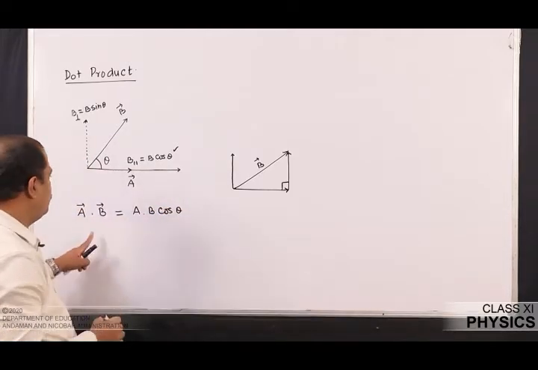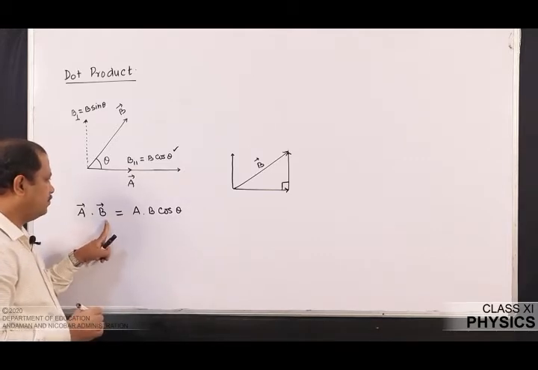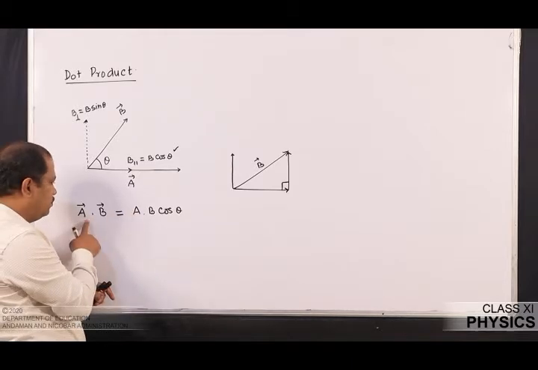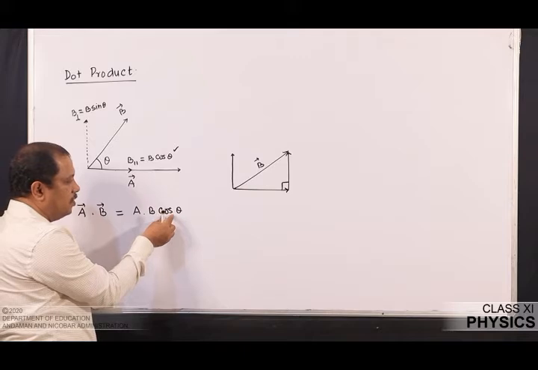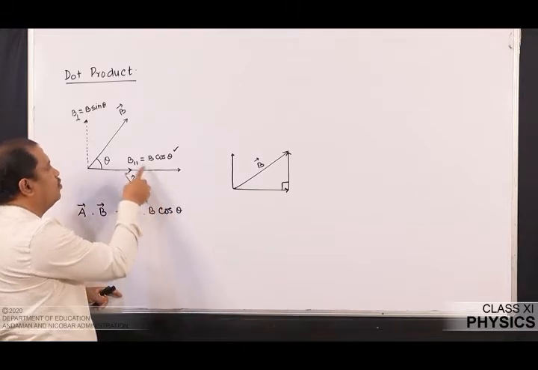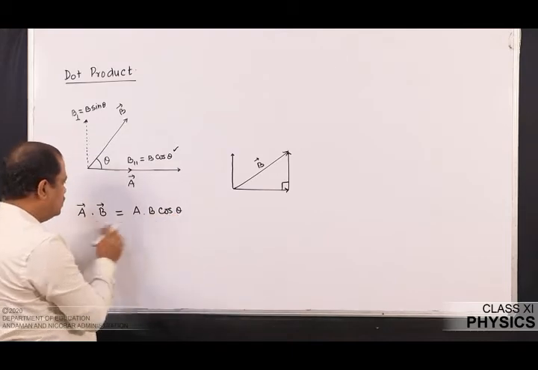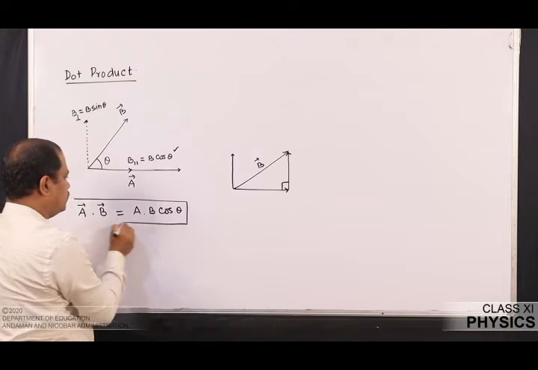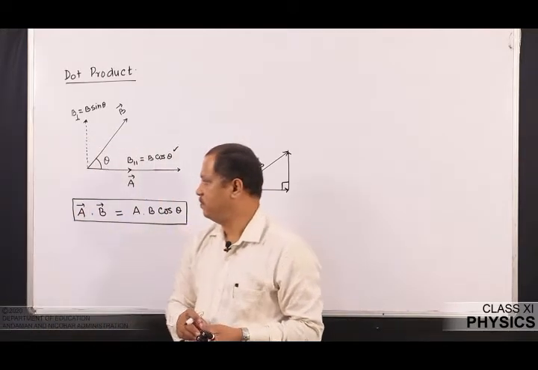Thus when we write A dot B, when we try to find the dot product, this is nothing but the magnitude of one vector into the magnitude of the other vector into the cosine of the angle between the two vectors A and B. If you ask what theta is, theta is the angle between A and B. So this is how we find the dot product of two vectors.